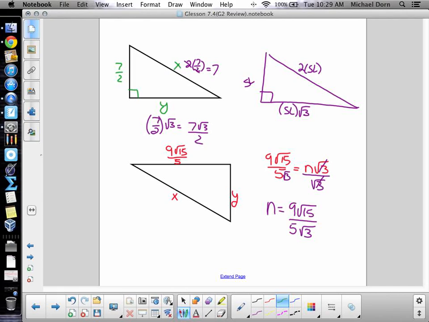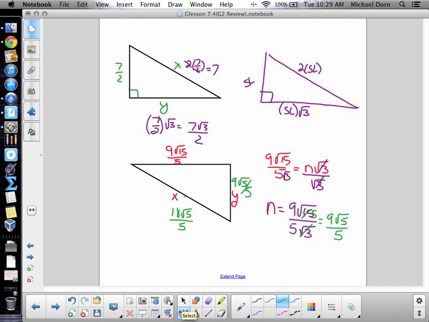We can then reduce. 9 over 5 doesn't reduce, but root 15 over root 3 does. That's root 5 over 1. So it's 9 root 5 over 5. And that's this side. And so x here is going to be double that. 2 times 9 is 18 root 5 over 5. And those are the lengths.